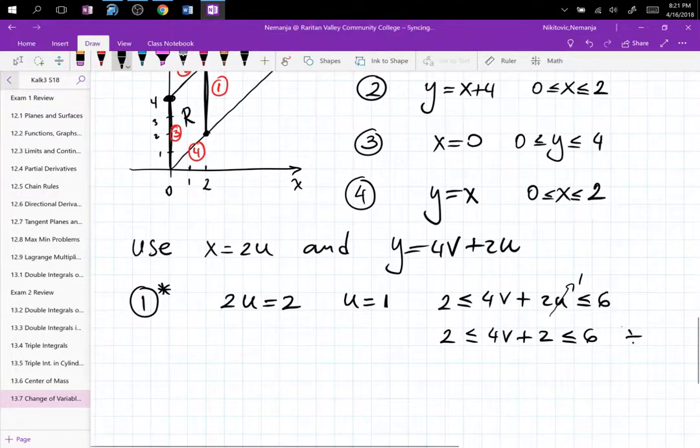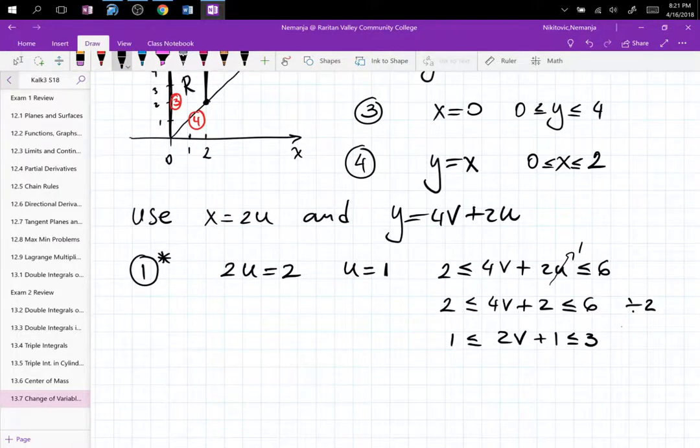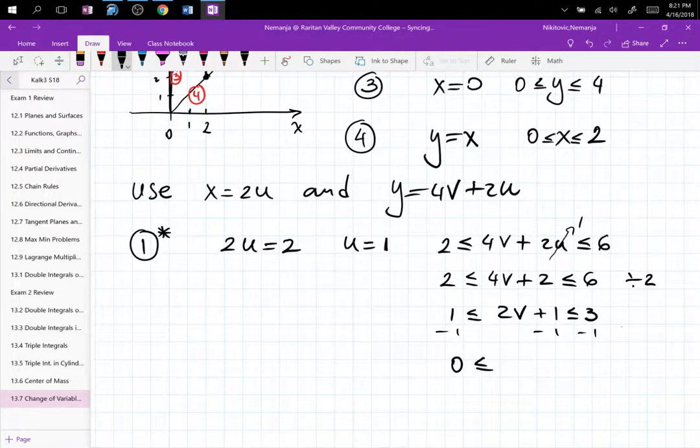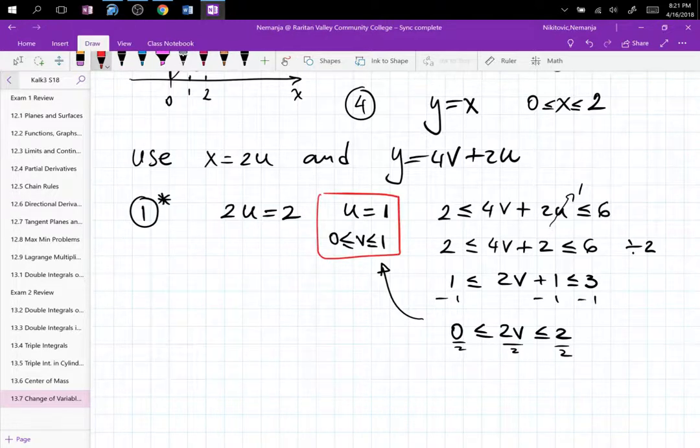I can divide through by 2. 1 less than or equal to 2v plus 1, less than or equal to 3. And now I need v alone, so subtract 1 everywhere. I get 0 less than or equal to 2v, less than or equal to 2. And finally divide by 2 everywhere to get v alone. I have u equals 1, and I have 0 less than or equal to v less than or equal to 1. I'm going to box those two. Region 2 star.